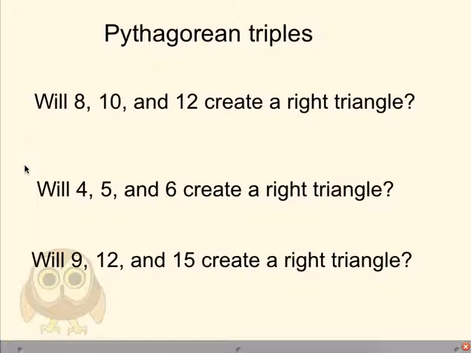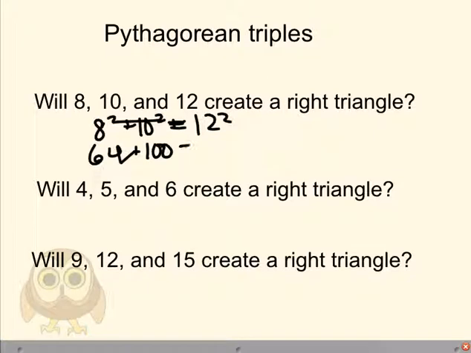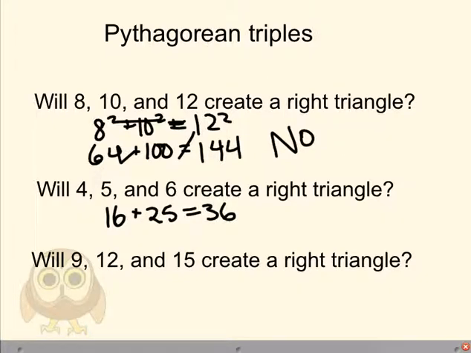8, 10, 12. So if I do 8 squared plus 10 squared equals 12 squared, well, I get 64 and 100. Does that give me 144? No, it does not. So this is not a right triangle. 4, 5, 6, try it again, and we get 16 plus 25 equals 36. And unfortunately, once again, that does not work.